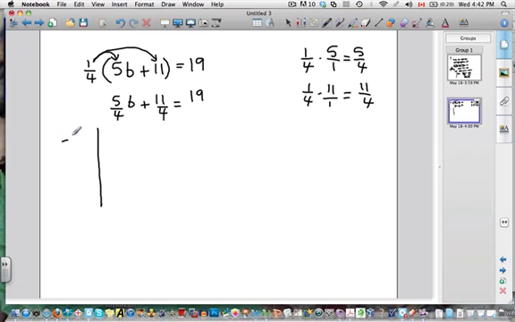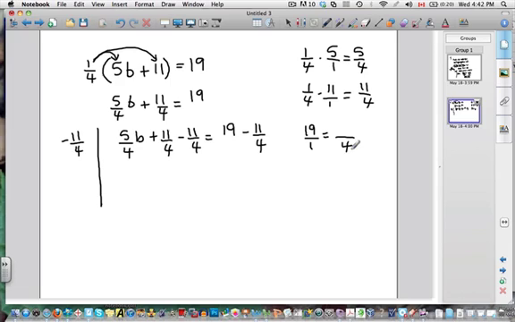So I'm going to go ahead. I'm going to subtract 11 over 4. So 5 over 4b plus 11 over 4 minus 11 over 4 equals 19 minus 11 over 4. This might remind you that when you add or subtract fractions, you must have a common denominator. So I will use the common denominator of 4. So 19 over 1 equals what over 4? What could that number be?